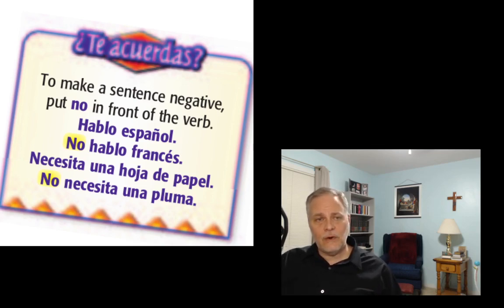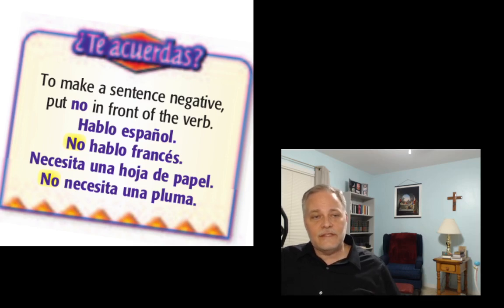So, hablo español, I speak Spanish. No hablo francés. We would say in English, I don't speak French. But honestly, that's no, I speak French. Okay, so the negation comes in front of the conjugated verb, and there is no helping verb, no auxiliary verb, no do or does there, even though it's translated that way in English.